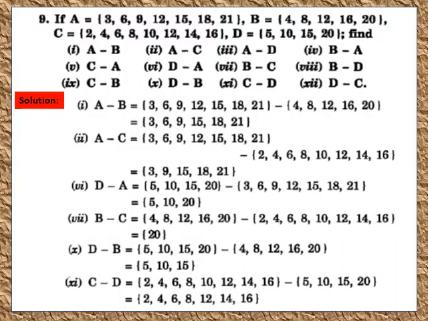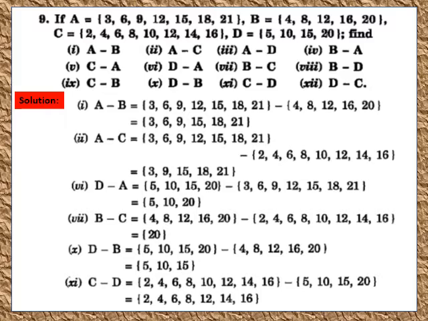Next we have question number 9. We have set A = {3, 6, 9, 12, 15, 18, 21}, B = {4, 8, 12, 16, 20}, C = {2, 4, 6, 8, 10, 12, 14, 16}, and D = {5, 10, 15, 20}. We have to find, I think, all these differences. So A minus B means all the elements of A which are not in B. So we can see that 3, 6, 9, 15, 18, 21 are in set A but they are not in set B.